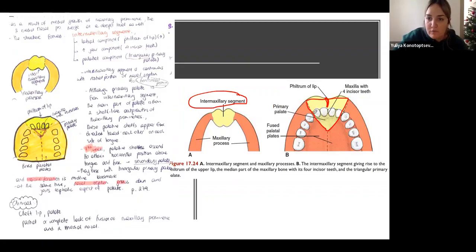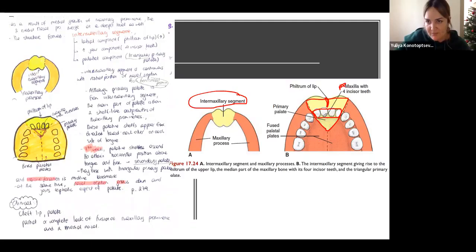How do we call the area where the 4 incisor teeth are located? Just these 4 teeth. How do we call the bone there? It's actually called premaxilla. It's a mistake here. They always ask you this. Premaxilla is not maxilla before birth or something like this. Premaxilla is this little part of the maxilla where the 4 incisor teeth are located.